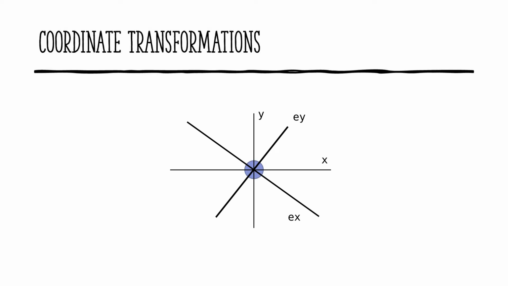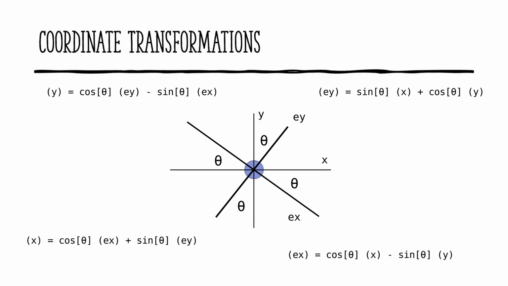You can see how the body-centered system is just a rotation of the Cartesian system. And because of this, we can find the angle between them, which we'll call theta, and we can use trigonometry to find the transformations from one system to the other.